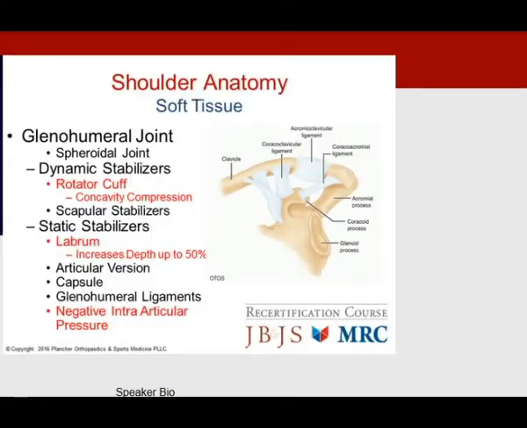When talking about soft tissues, there are dynamic and static stabilizers of the shoulder. The dynamic stabilizers might be thought of as the rotator cuff. It works in a mechanism of the concavity compression mechanism. That is, the ball is squeezed into the socket using a negative intra-articular pressure with aid from the static stabilizers, the labrum, which, if you think about as a golf tee, when the sides of the golf tee are present, the ball stays on the tee. No different in the shoulder. The shoulder is stabilized by the labrum as it increases its depth up to 50%.